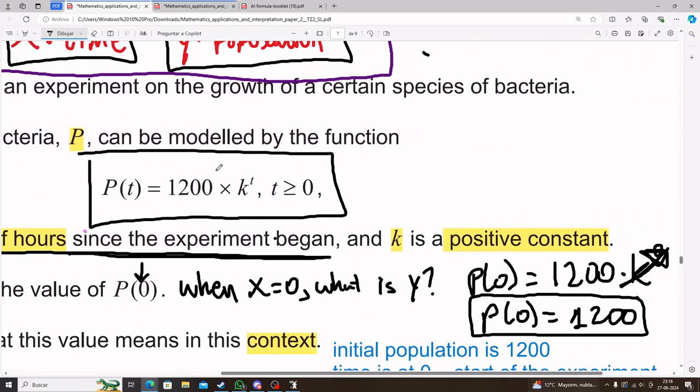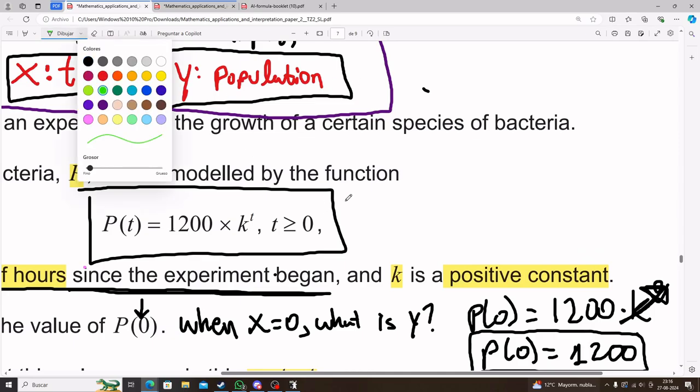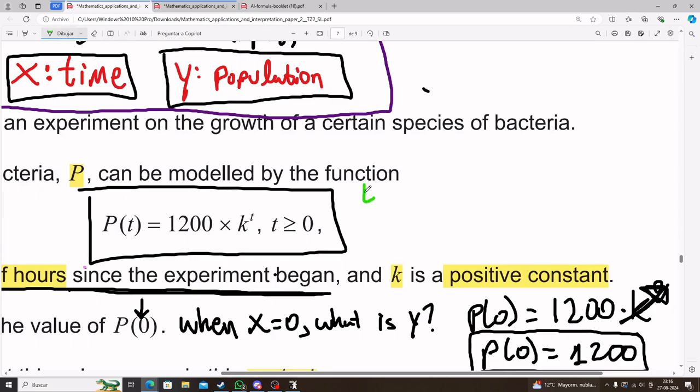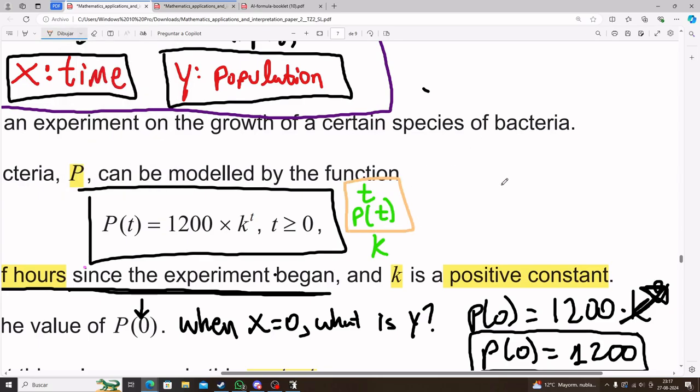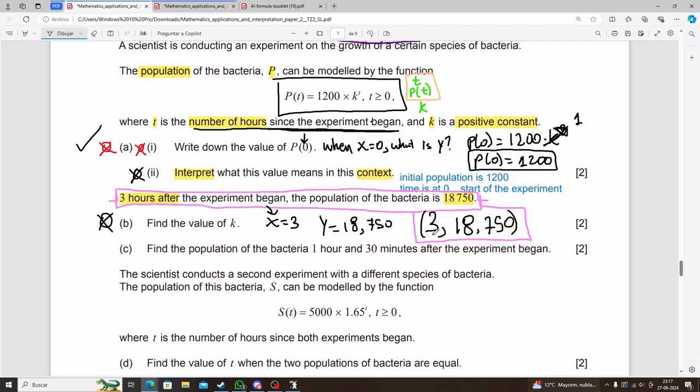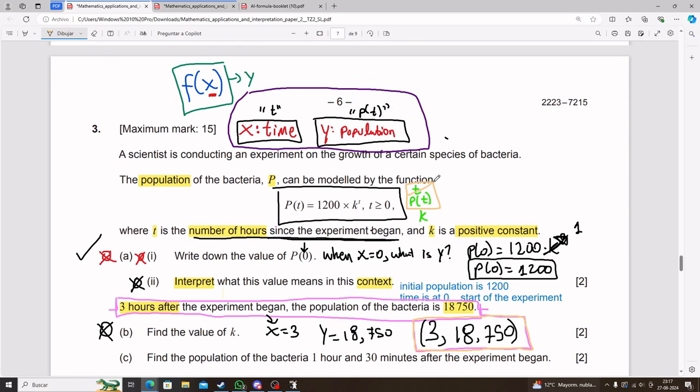Okay? If you try to find the value of k from here, you technically have three variables. You have your x variable, which is t, you have your y variable, which is p(t), and you have your k. So even if you try getting k alone from here, you still have two other variables going around being annoying. But if you plug in a set of points like this that I have right here, then boom, you fill in something for t, which would be 3, and you fill something in for y, which would be p(t), which would be 18,750.